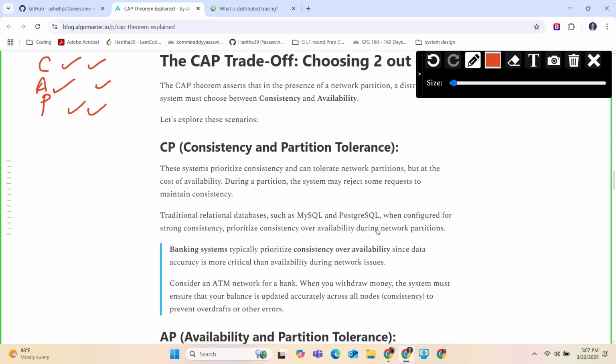CP. Let's explore these scenarios. If you choose partition tolerance and consistency, then what? These systems prioritize consistency and can tolerate network partitions, but at the cost of availability. That means this system may not be available, but you have consistent data and you have network partition tolerance. During a partition, the system may reject some requests to maintain consistency.